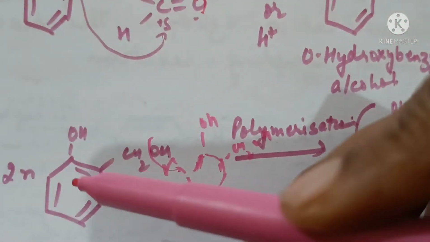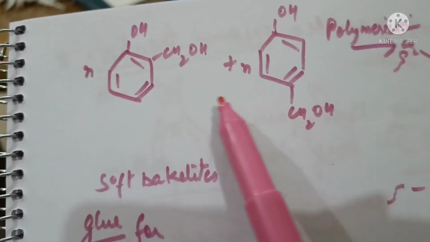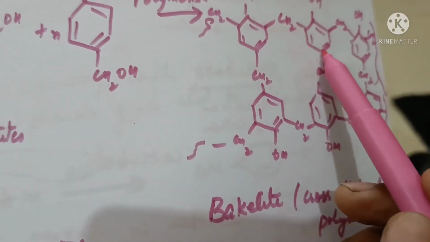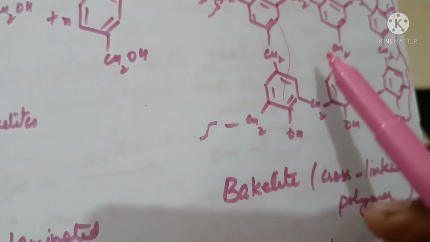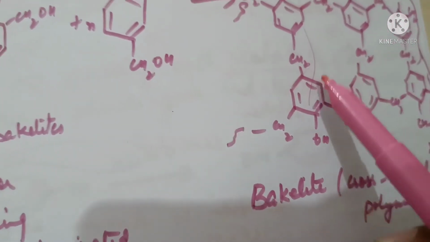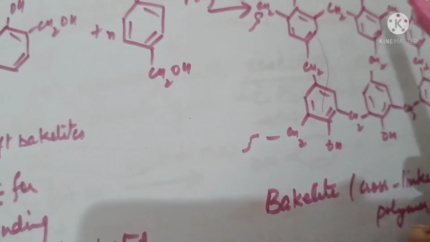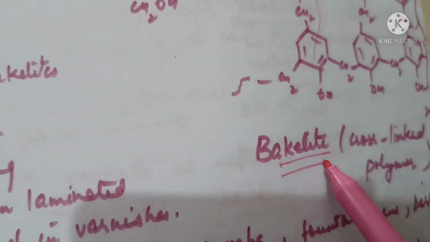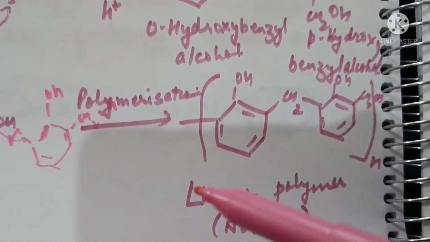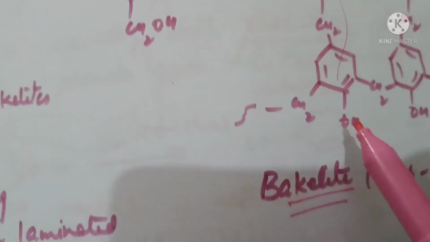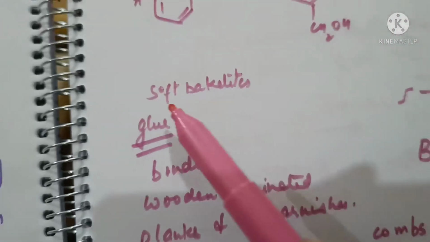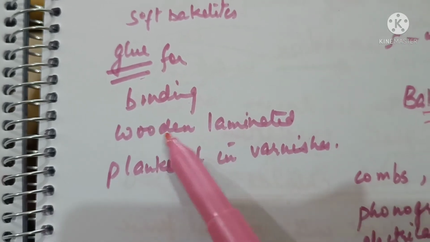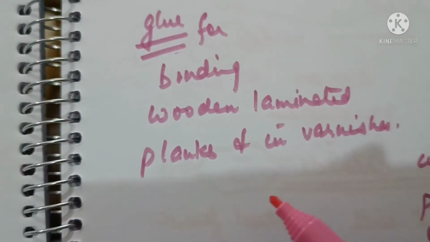If both ortho and para monomers combine and polymerize, then the joining occurs linearly as well as cross-linked, and a network solid, a cross-linked polymer, is formed. This polymer is known as Bakelite. The linear polymer is known as Novolac, but the cross-linked polymer is known as Bakelite. Now, if the degree of polymerization is low, then soft Bakelite is used as a glue for binding wooden laminated planks and also in varnishes.